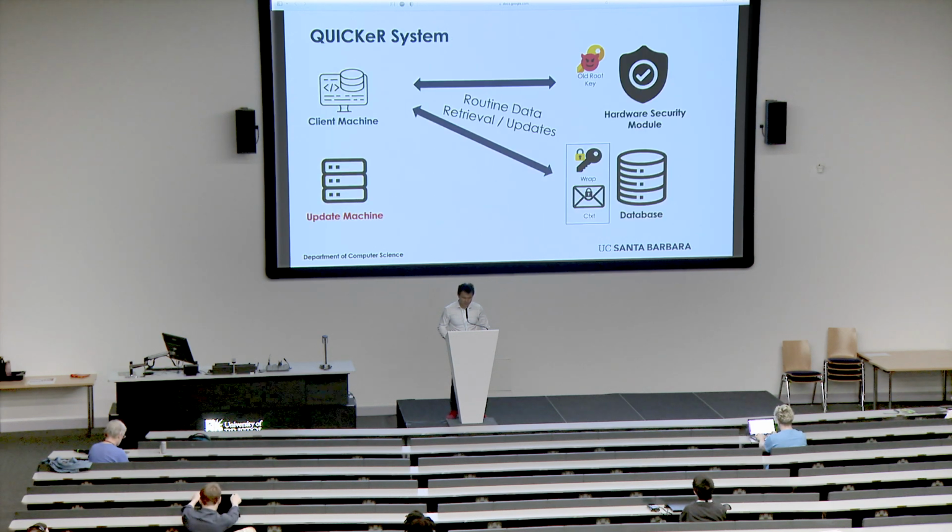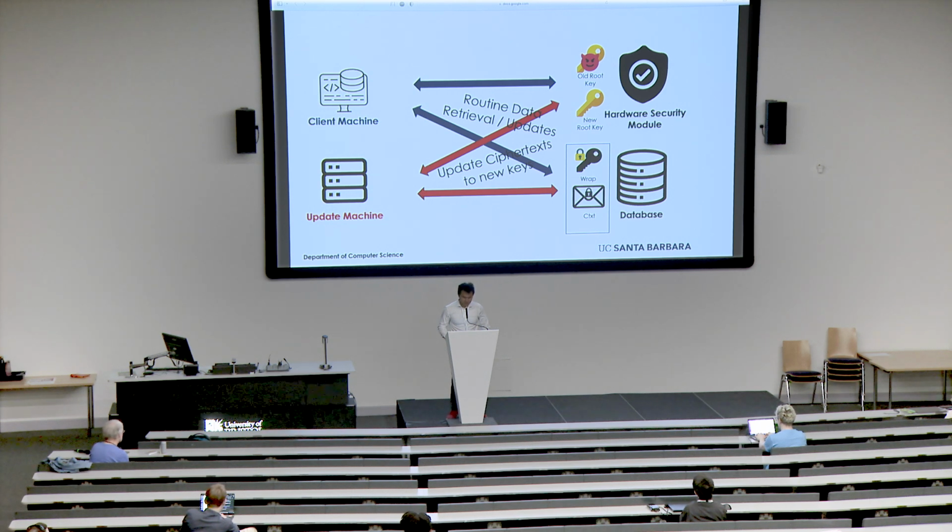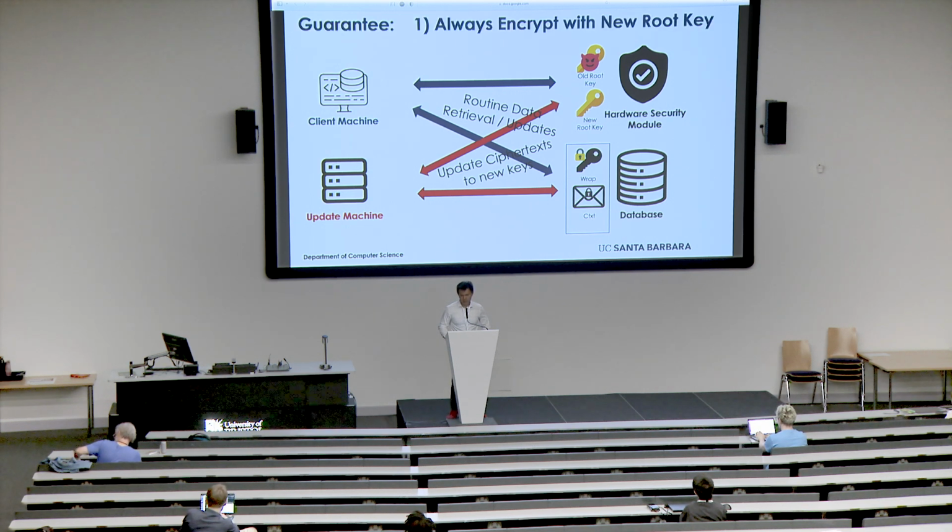QUICKeR adds trusted update machines, which one by one update all the ciphertext on a database and work concurrently with other client machines. In a round of key rotation, the HSM will have a new root key and old root key, and the update machine will update the ciphertext from the old to the new root key. Now that we have two keys, we'll want to guarantee that, one, clients know which root key to decrypt wraps with, because at any point in time, some ciphertexts are encrypted with the old root key and some with the new root key. And two, clients know which root key to update or insert new data with.